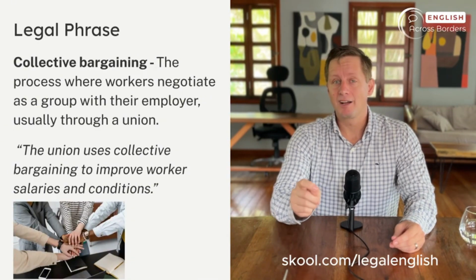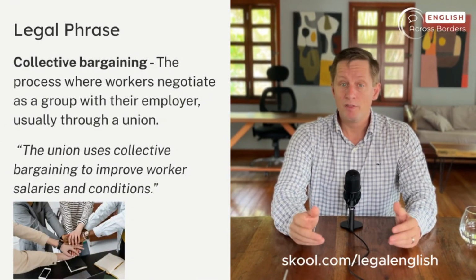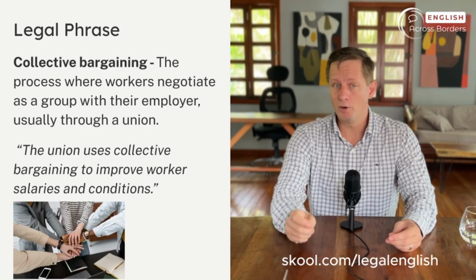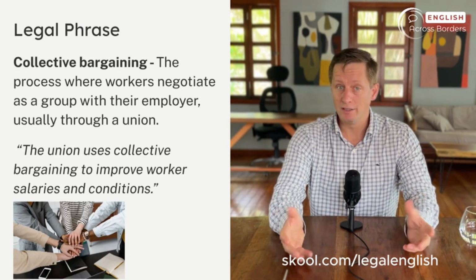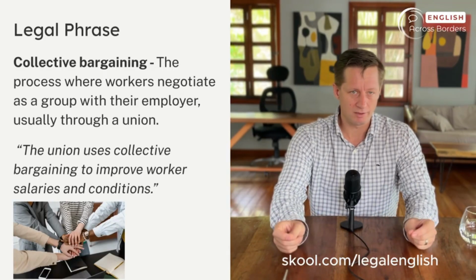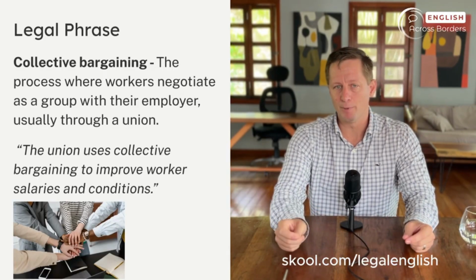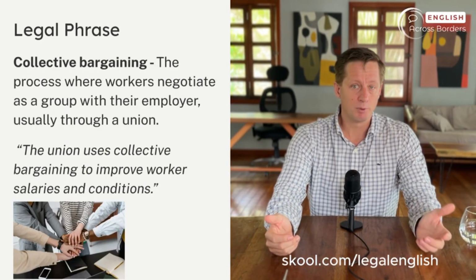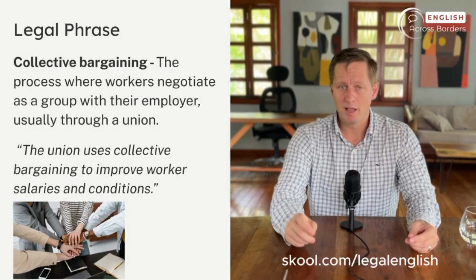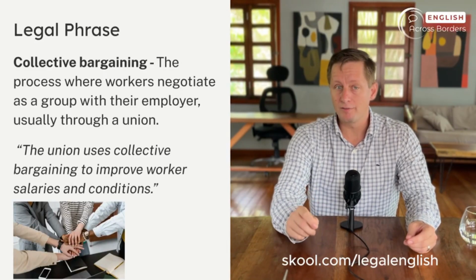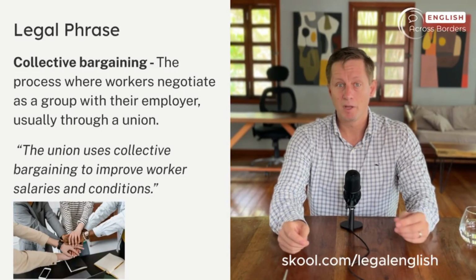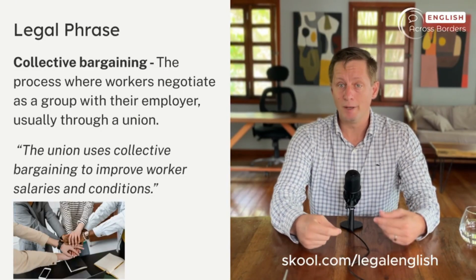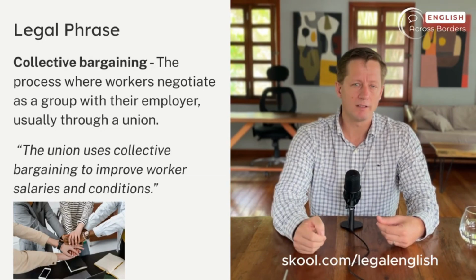Let's look at collective bargaining. This is when employees negotiate together with their employer, often through a union, to get better pay or conditions. It's a key part of labor law because it helps balance power between workers and employers. For example, the union uses collective bargaining to improve worker salaries and conditions. This process can lead to important changes in the workplace.